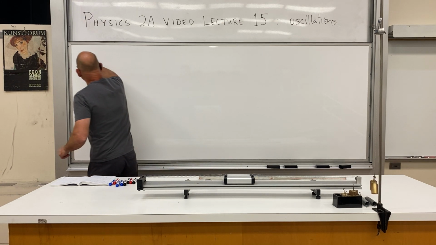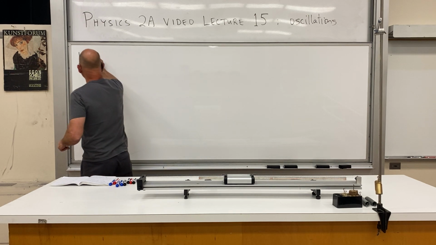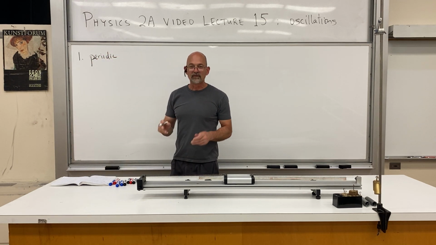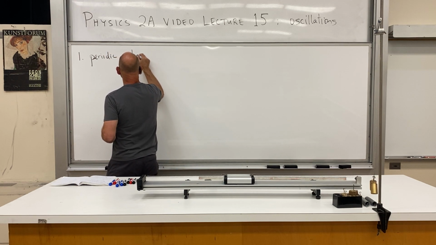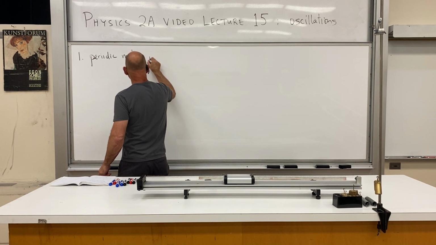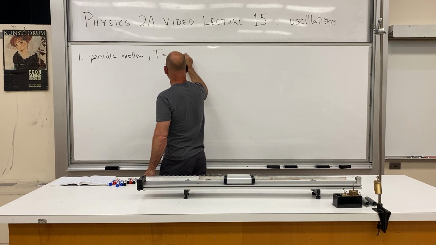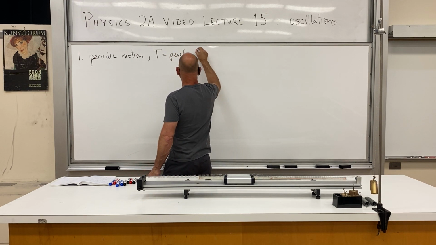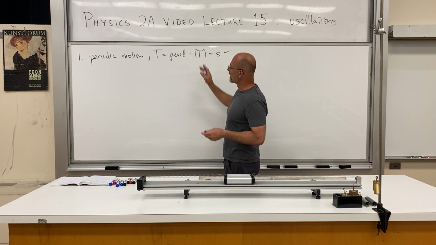So the first point of the presentation, I'm just going to discuss periodic motion for a moment. Periodic motion is motion that repeats itself within a certain time. So for periodic motion, we're using the letter capital T for the period. T is the period. It's motion that repeats itself, and the unit is the second, of course. So the unit of time is the second.